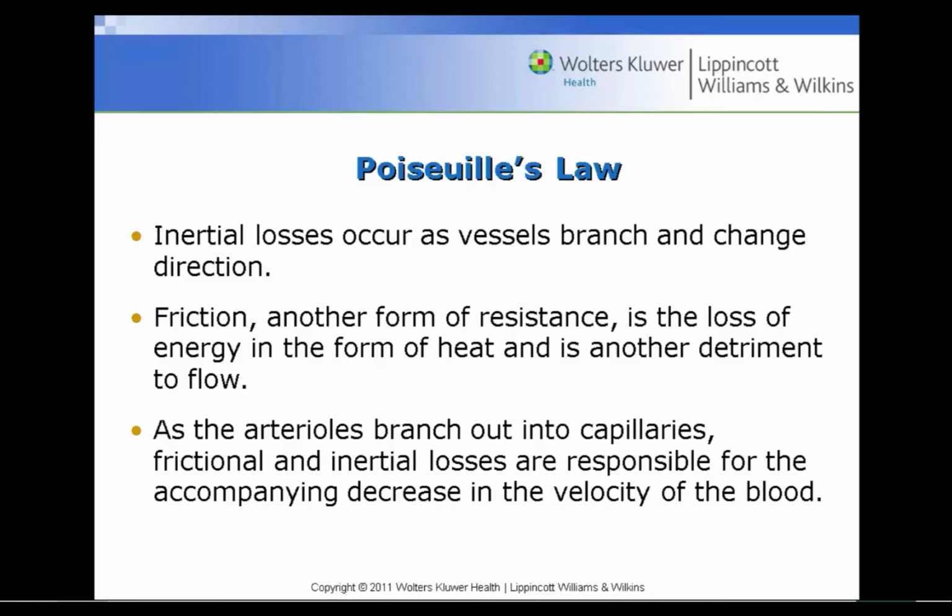And we do need to remember that inertial losses are going to occur as the vessels branch and change direction. And of course, another form of resistance is friction. And this is loss of energy in the form of heat and is another detriment to flow. As the arterioles branch out into capillaries, frictional and inertial losses are responsible for the accompanying decrease in the velocity of blood.